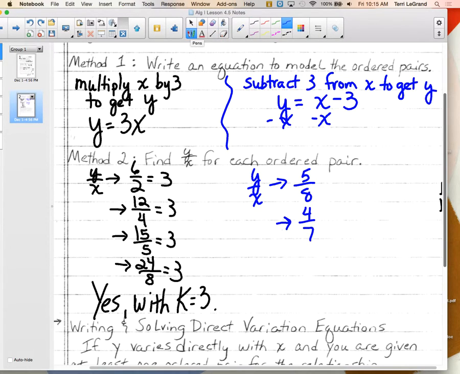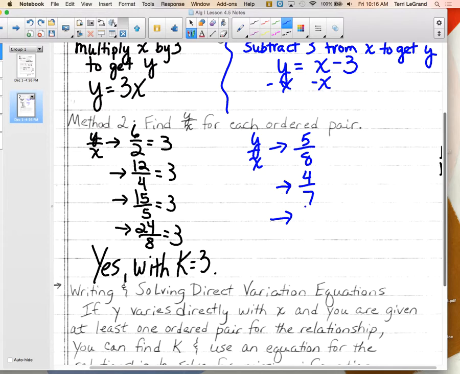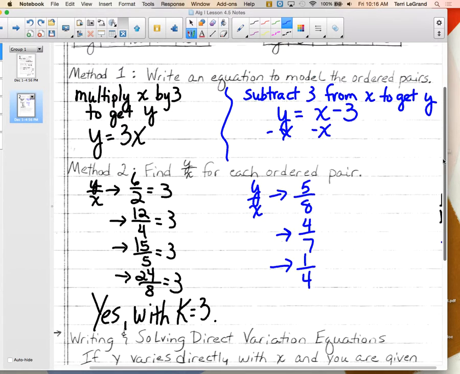4 over 7. Are 5/8 and 4/7 the same value? No. Okay, what's the next one? 1 over 4. Is that the same value as either of those? No. So what's happening here?